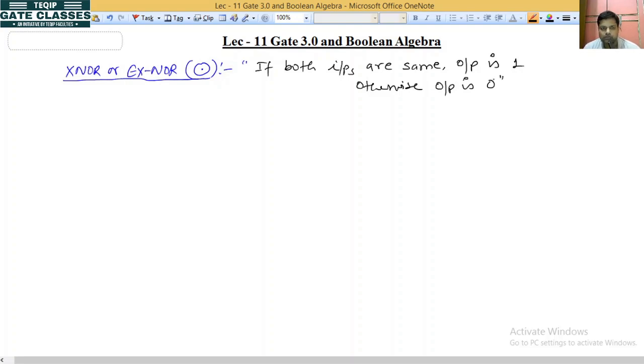So if we have a two-input XNOR gate, then if both the inputs are at logic 0 or both the inputs are at logic 1, then the output will be 1. But if both the inputs are different, meaning one input is at logic 1 and the other at logic 0, then the output will be 0.